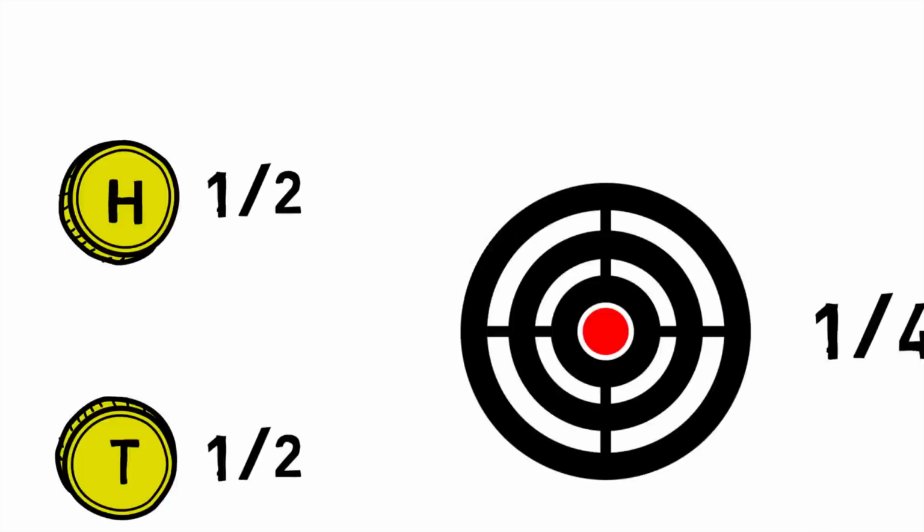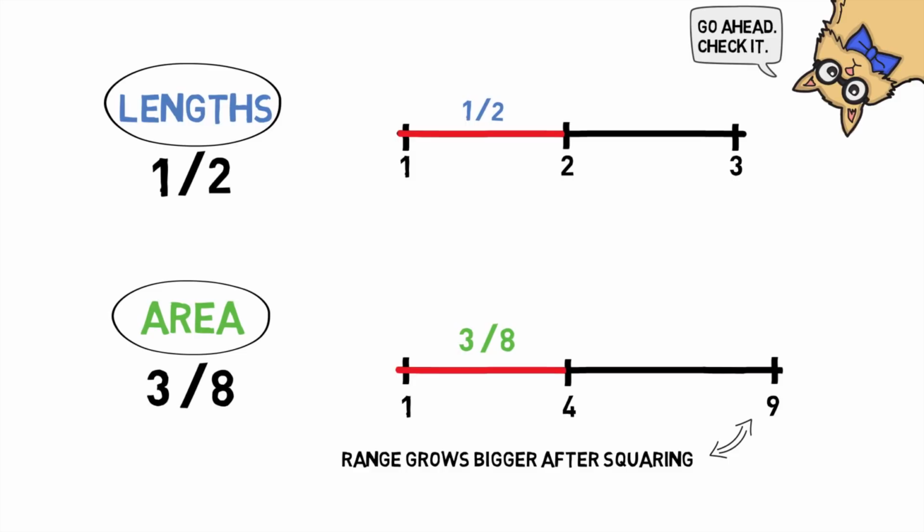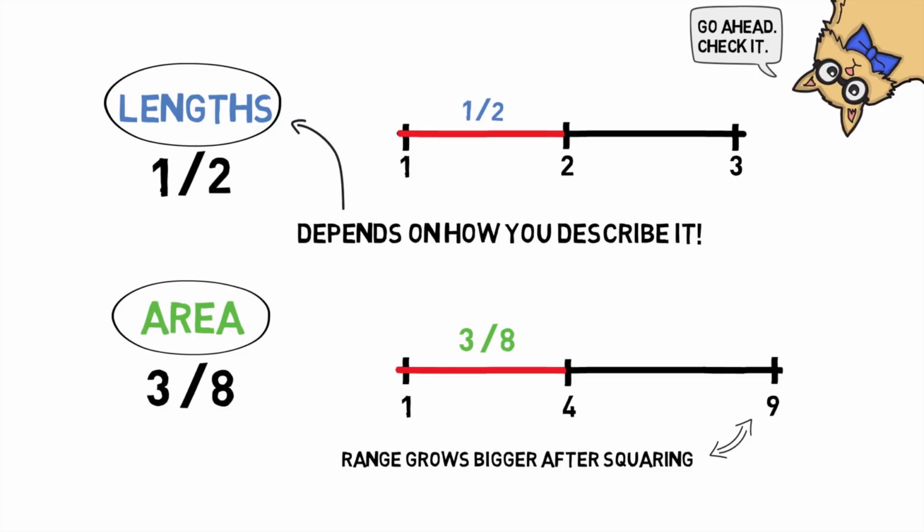And that's how we end up with a paradox. Because we saw that the size of a range of possibilities depends on how you describe it. Using length, we get one answer, 1/2 in the square factory example. Using area, we get a different answer, 3/8 in that example.